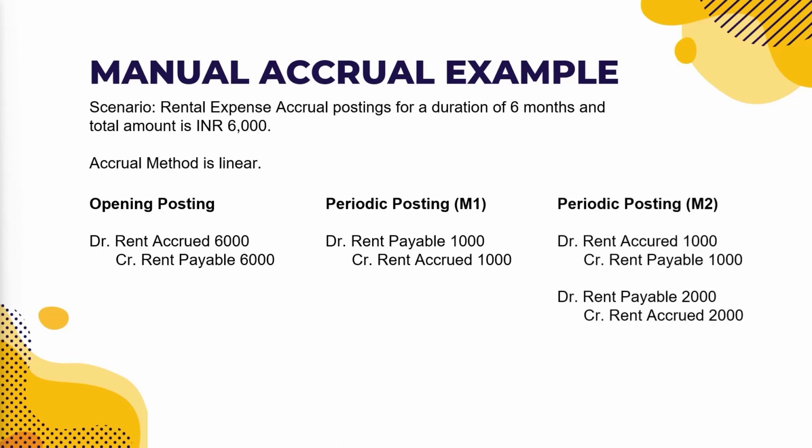Now at the end of the second month, when you again run this periodic posting transaction, the accrual amount that you have posted in the previous month gets reversed, and the cumulative amount of the total accrual for that particular month, which is 2,000 in this case, will be posted as a separate entry. So two postings happen in the subsequent month, that means in the second month. One is the reversal of the first month's posting, and the other one is a posting for the cumulative or the total accrual amount.